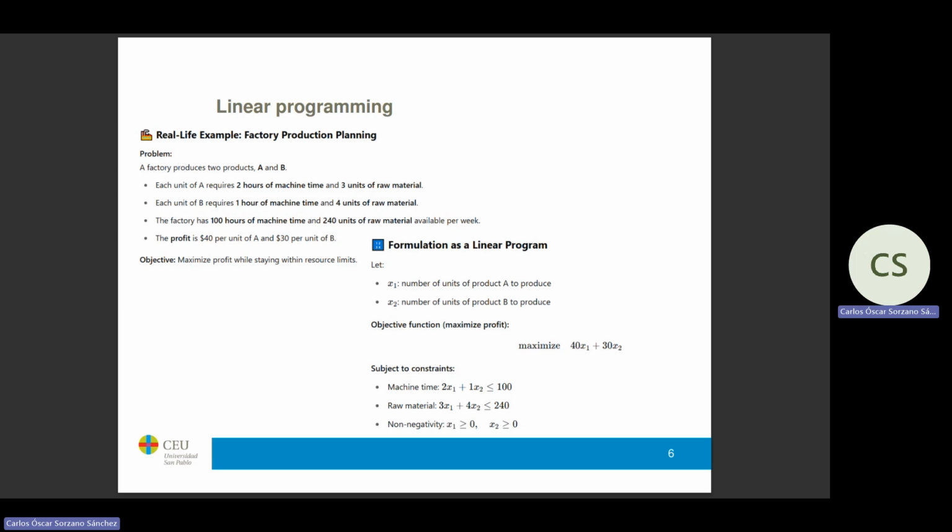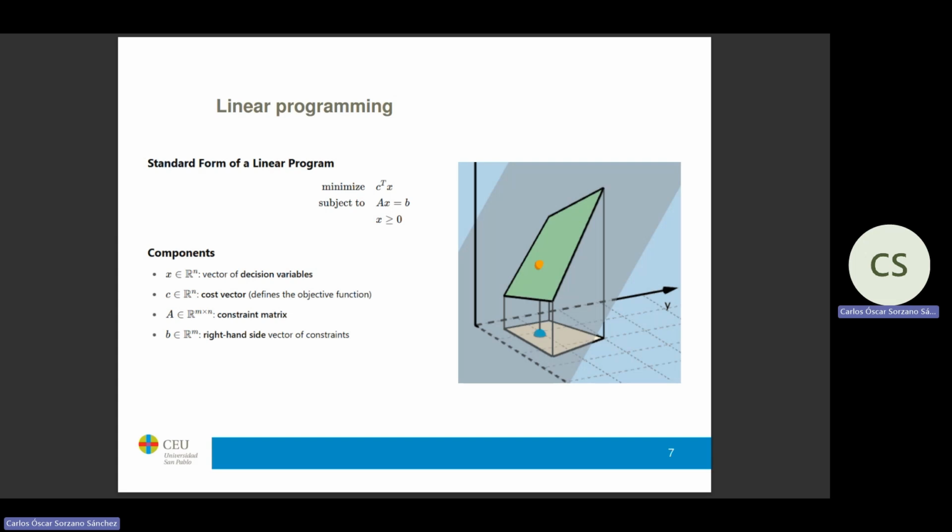And then there is an extra constraint, that is that x1 and x2 have to be non-negative, because otherwise it would be a solution that doesn't make sense. So in general, a linear program is something that can be formulated in this way.